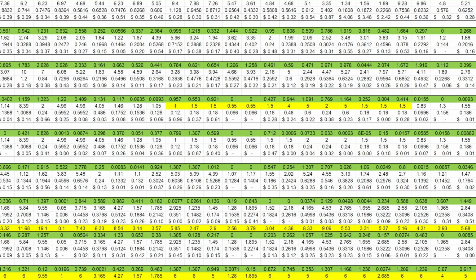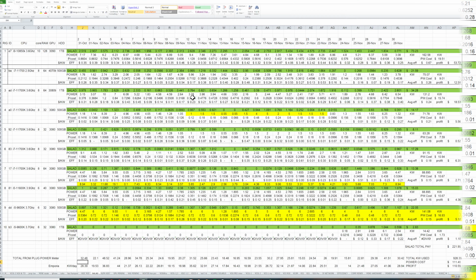So let's go over this table so you can see. It took me a few hours to put together all the data. So I'm going to zoom out. You can pause at any time and look at the data if you want to see all the numbers together.